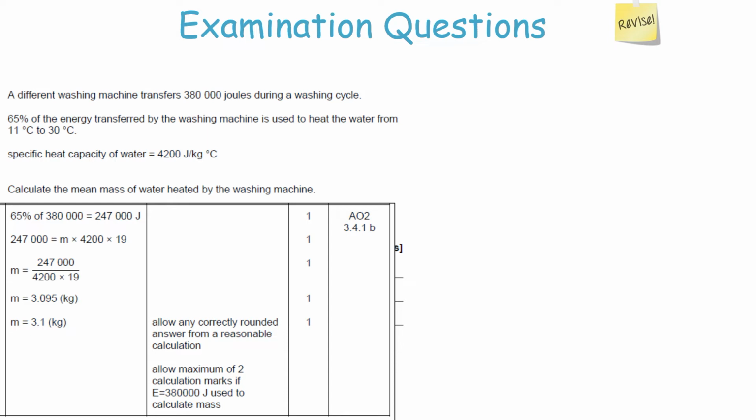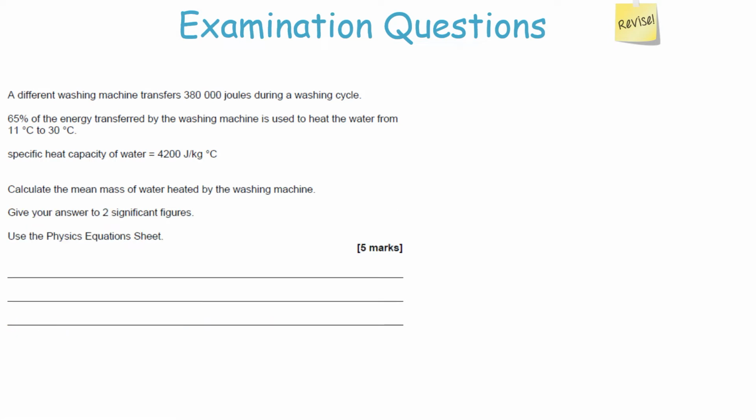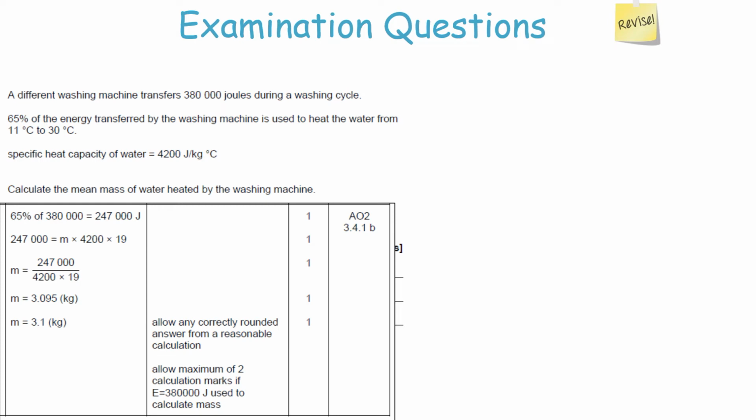We then substitute our values in and say 247,000 is equal to mass times specific heat capacity times the change in temperature, as shown here. You then will work it through and get 3.095, but the question once again asks for the answer to be given to two significant figures.